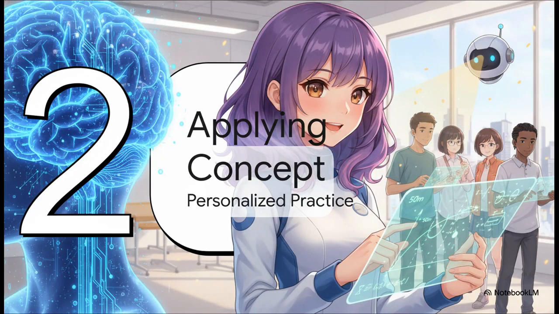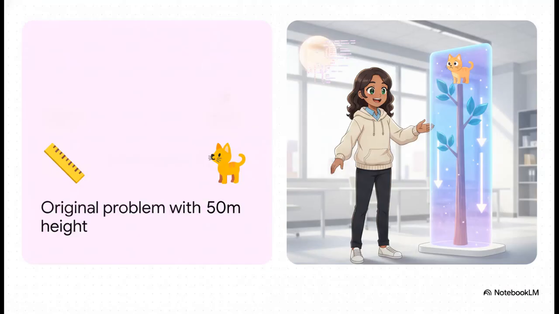Which leads us perfectly into our next section, applying the physics concept. Okay, now, to truly master the physics behind this 50-meter height, the student really needs to take that concept and apply it to a completely new scenario. So if we compare the original scenario of the 50-meter height with a new practice problem, which is calculating a cat's speed at double the height, we can see the AI's brilliance.